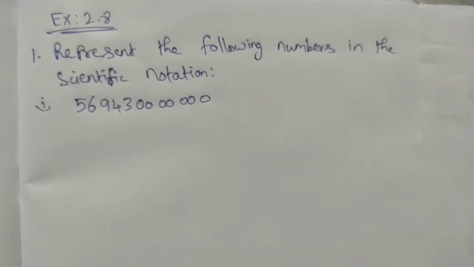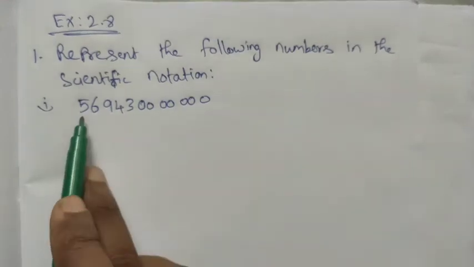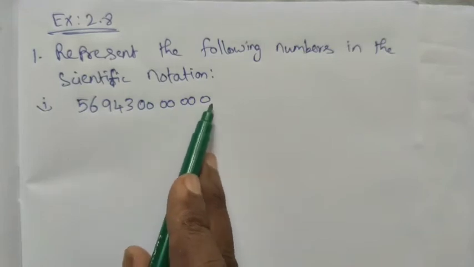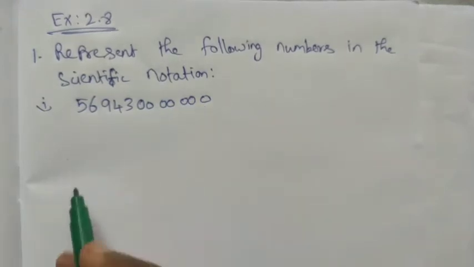Hi students, class 9. Exercise number 2.8, question number 1. Represent the following number in the scientific notation. The given number is 56943000000, right? You have 7 zeros here.